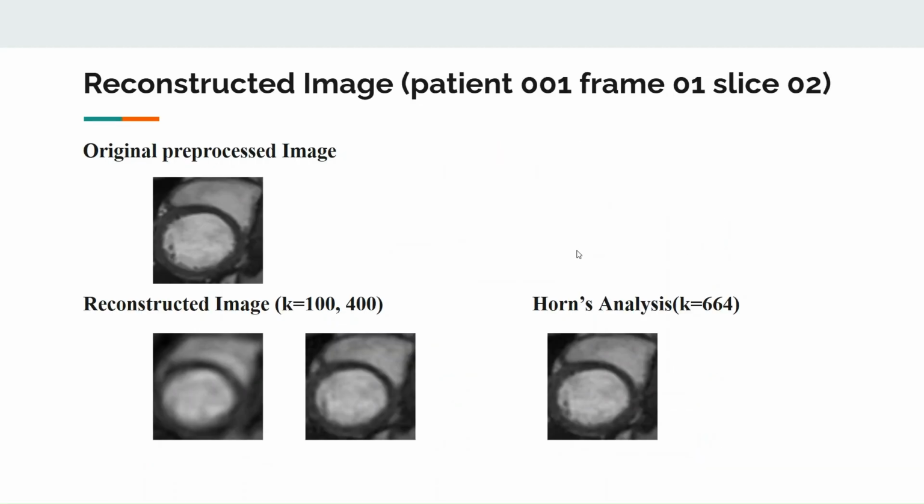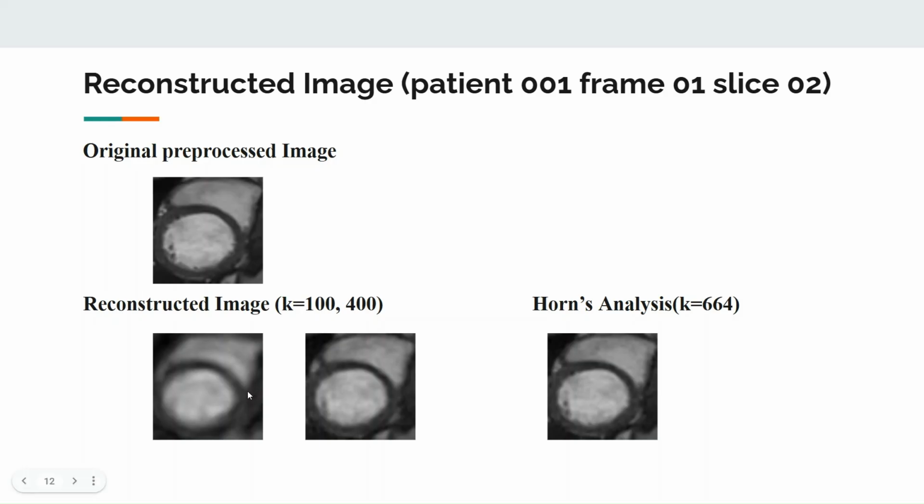Starting from this slide, we will visualize some of the images to verify the results by eye. The top one is the original resized image. The leftmost one on the second row is the reconstructed image based on the top 100 components. The one next to it is the compressed image based on the top 400 components. The rightmost one is the reconstruction based on the components from Horn's parallel analysis. From this example, we can see that the reconstructed image with 100 components is a little bit blurry, which shows the noise is larger when only using 100 components.